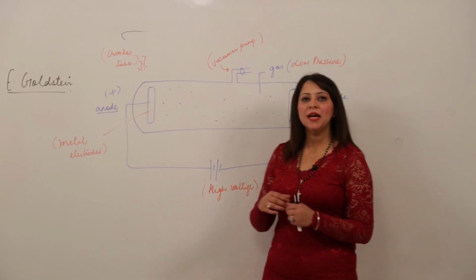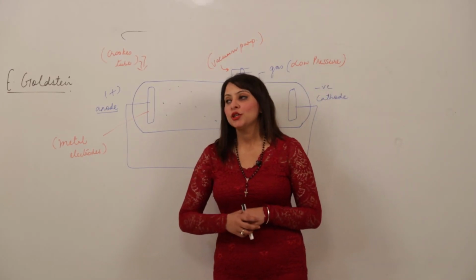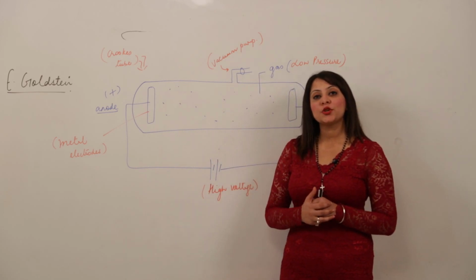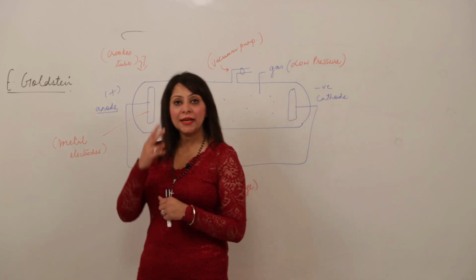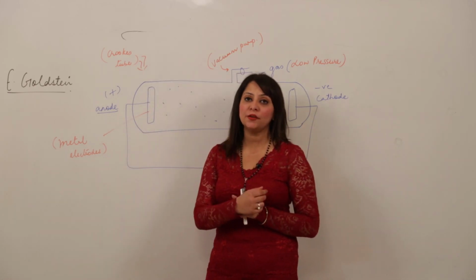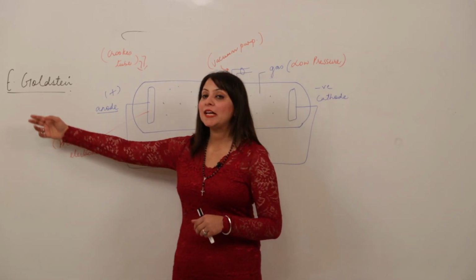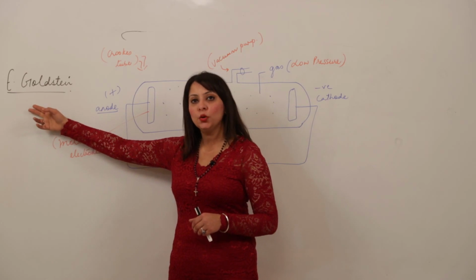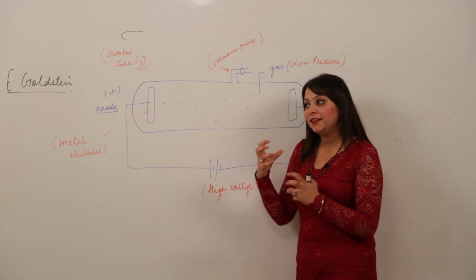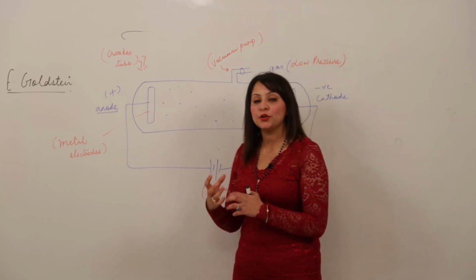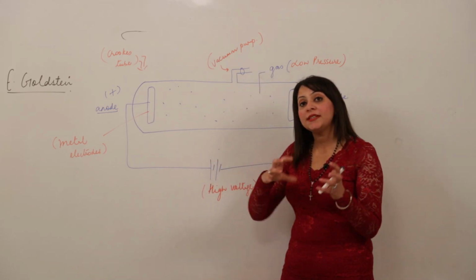Now we are taking up the discovery of the proton. After the discovery of the electron, the proton was discovered. The one who discovered the proton, the second subatomic particle, was E. Goldstein. E. Goldstein actually had an idea after the discovery of the electron that he used the same apparatus.